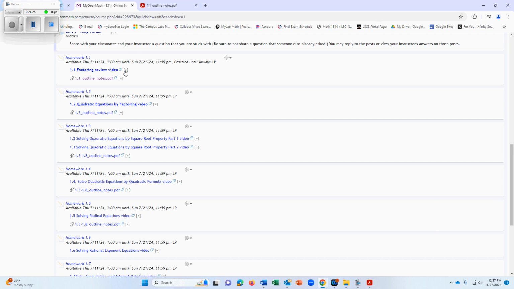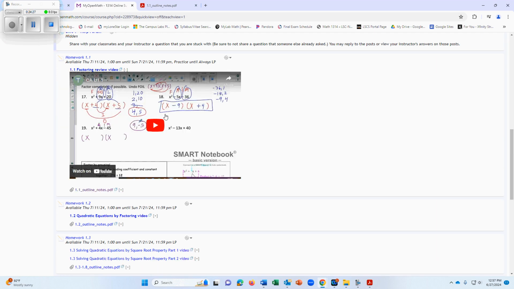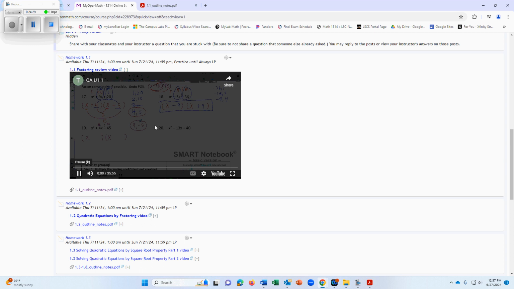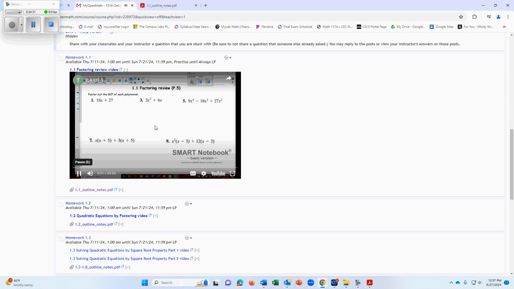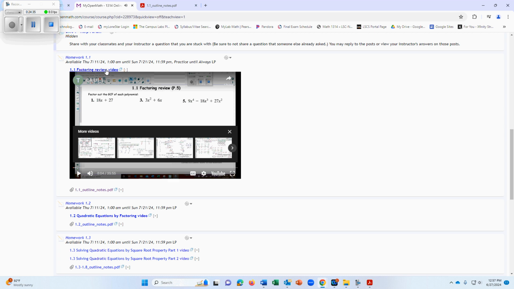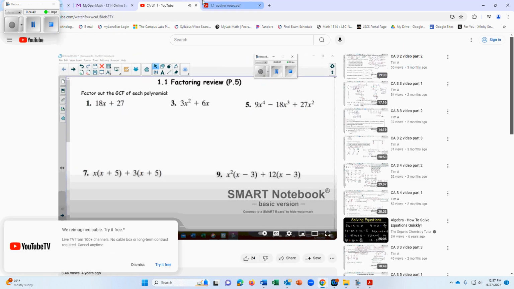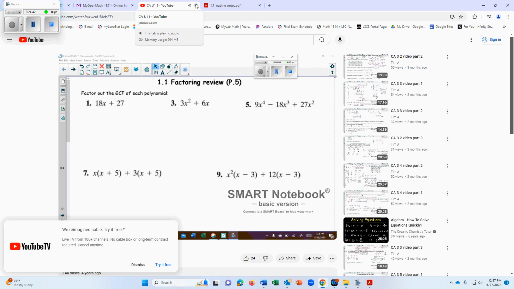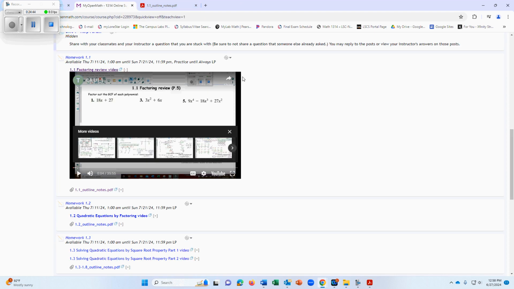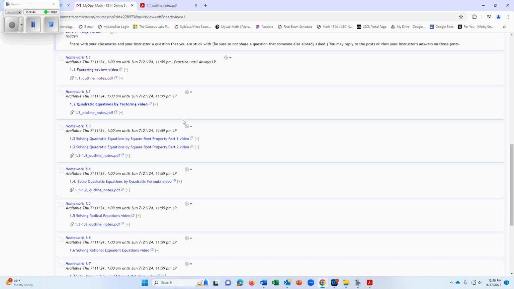And then here is the video. You could hit the plus sign, and right here it will just open up and you can start watching the video here. Or if you want to click there, it'll pop up a new window and you can make it larger, watch your video. All right, so yeah, I really like this platform here. And then let's go look at the homework.